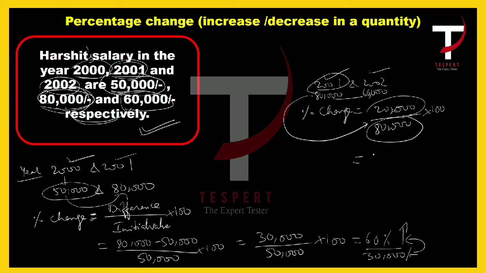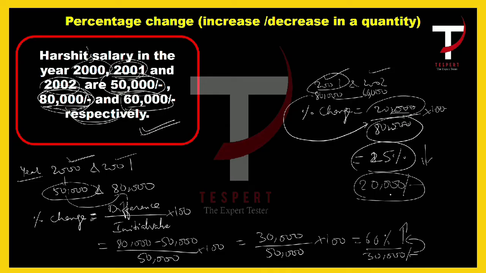It's 25%. So cancel all the zeros and calculate. You will get a 25% decrease, not increase. 25% decrease in the salary. So in monetary values, it is 80,000 and 60,000, a 20,000 reduction in salary. 20,000 reduction means 25% reduction.